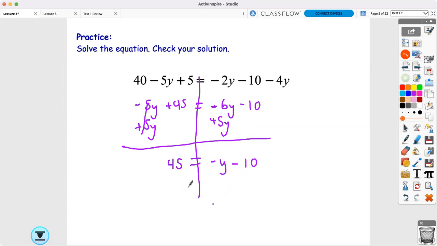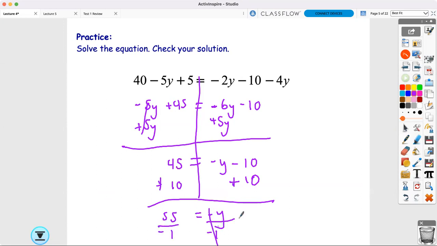Would you like to finish it off? What's next? Okay, so then I added 10 to the right-hand side, and then I added 10 to the left-hand side, to the 45. And then we get 55 equals negative y. Yep, and then I divided 1y by negative 1, and then negative 1, which gave me negative 55. Correct. Great job, Tanya. Thank you. Thank you, everyone, for your help.